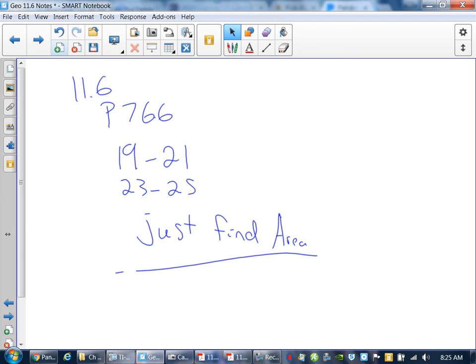All right. So do those 6. Find the areas. I think some of the instructions say find the perimeter and the area. Well, you've got to find the perimeter to find the area. So we'll just find the area. All right, and go from there.